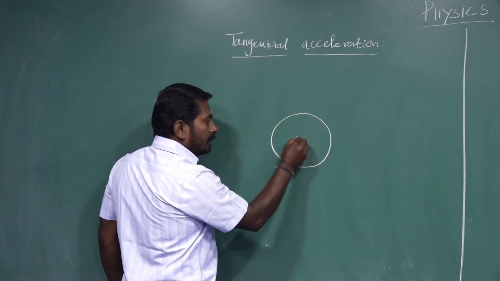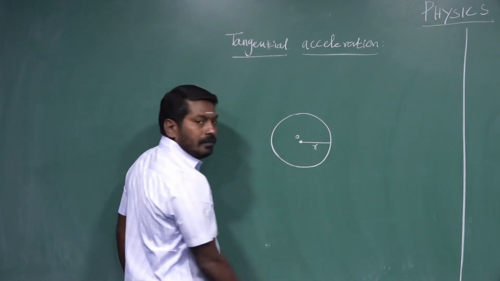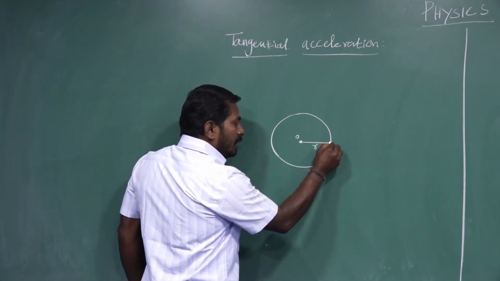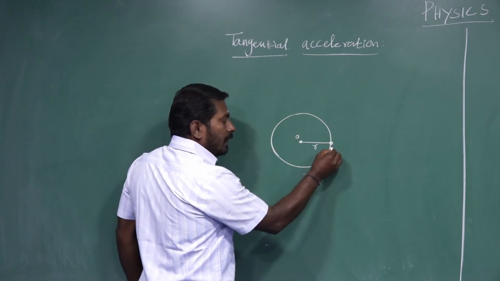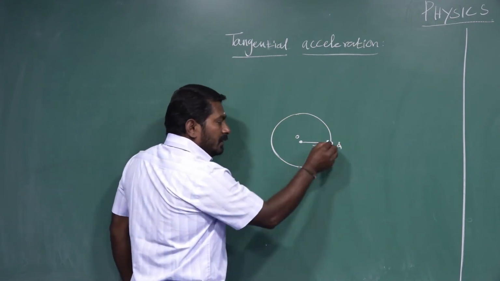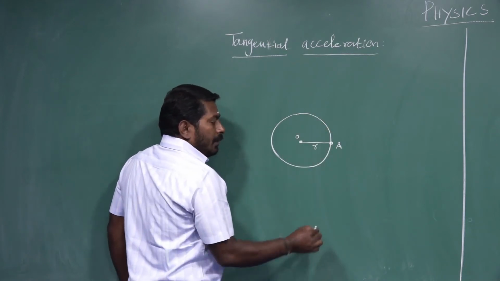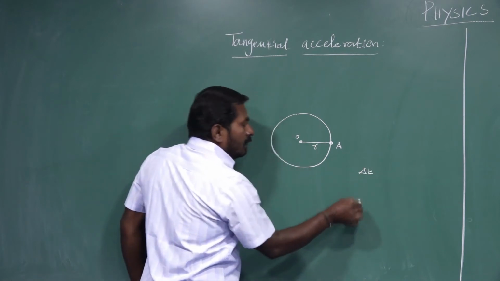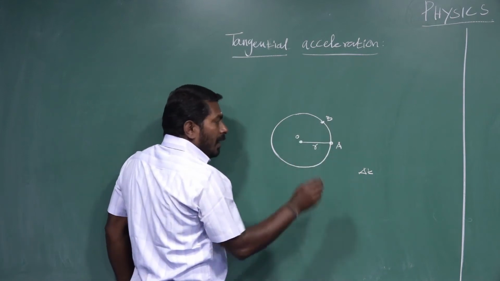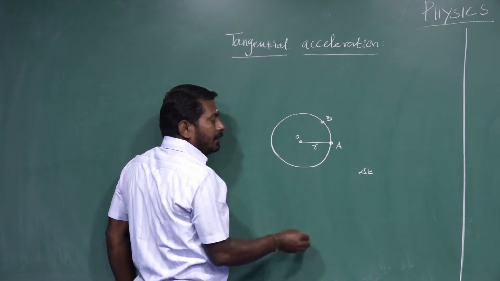The center of the circular path is point O. The radius of the circular path is R. Let us consider one particle or a point object. The initial position of the point object on the circular path is point A. Now, this particle starts to move from point A to another point within a time interval del t, and reaches point B on the circular path. At that instant of time, the position of the point object on the circular path is point B.